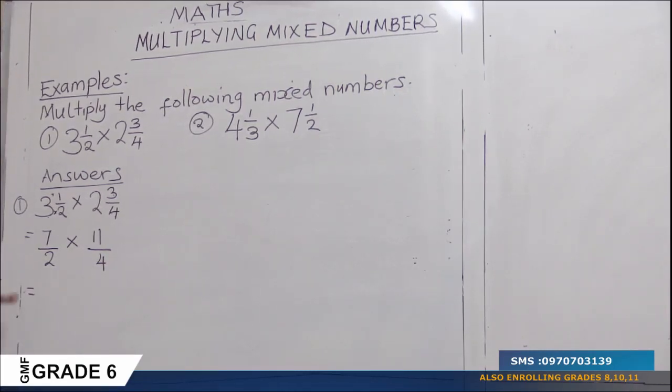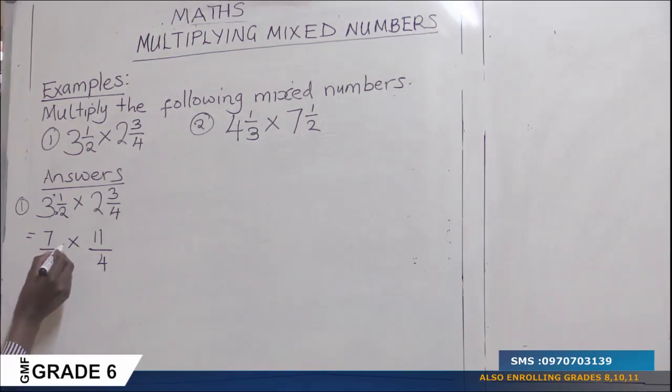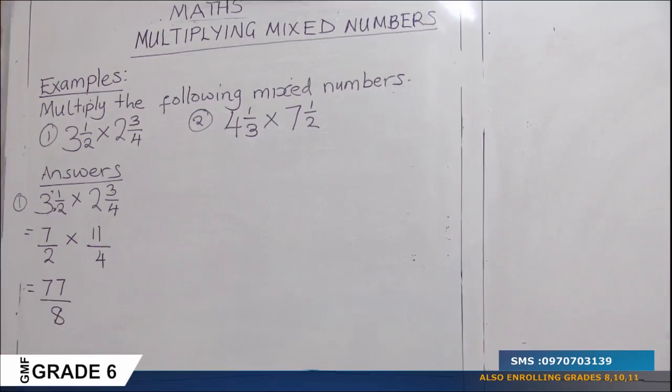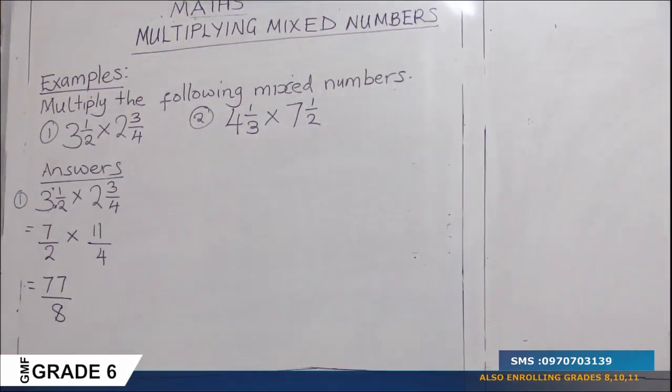From there, we can multiply our fractions. So you ask yourself, what is 7 times 11? 7 times 11, boys and girls, the answer is 77. What is 2 times 4? 2 times 4, the answer is 8.